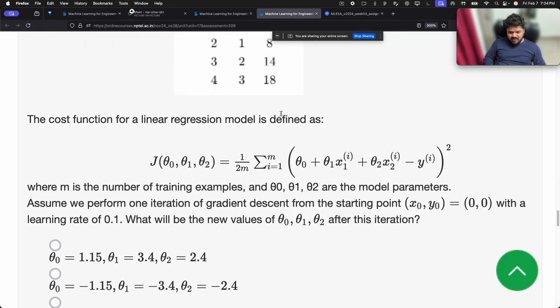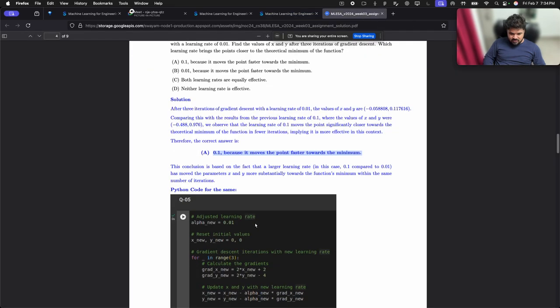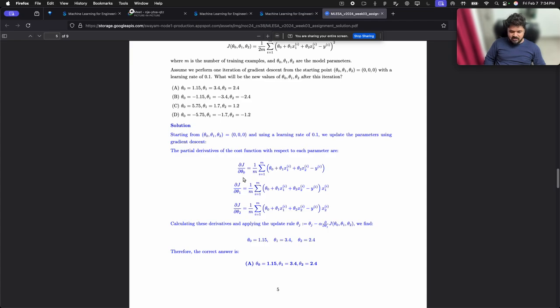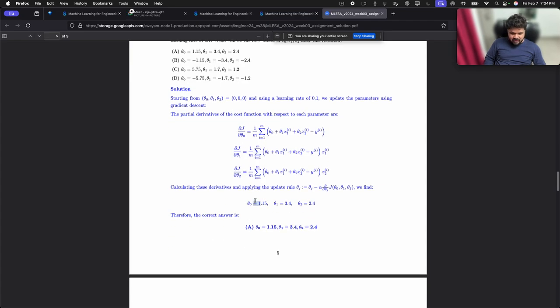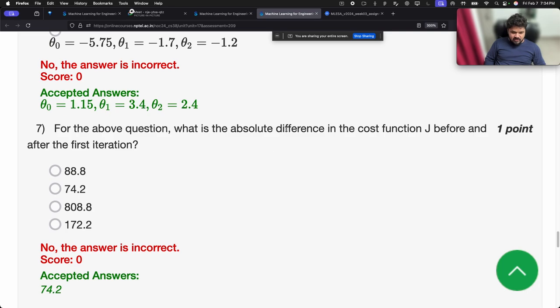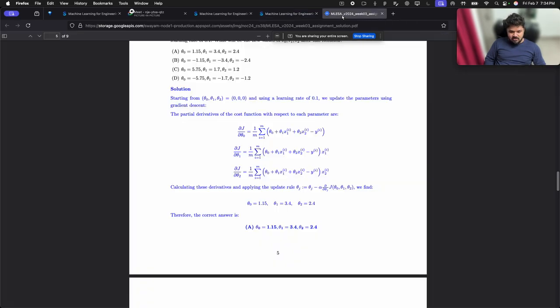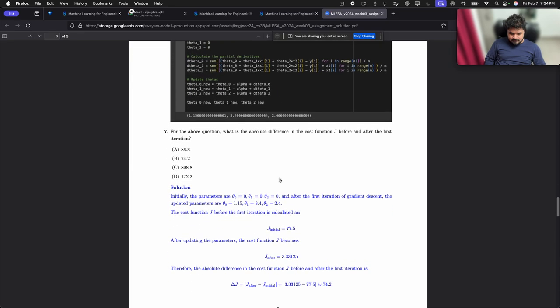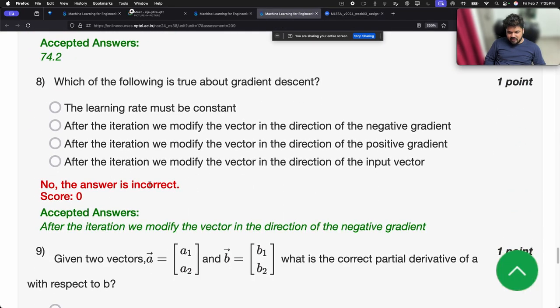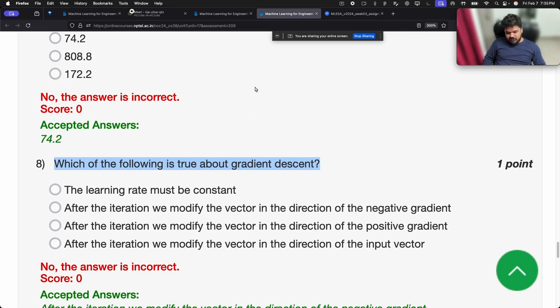So for all questions related to gradient descent, you can just compute one epoch. I'll just show you the solution. So in this as well, they are computed. They have taken derivatives with respect to theta 0, theta 1 and theta 2. After calculating and applying, you get this thing. Simple as that. Just apply this rule and you get the answer. Absolute difference in cost function before and after the first iteration. So just compute it. Initially it was that, after it was that, the absolute difference is around 74.2. That's what you are getting. Which of the following is true about gradient descent?